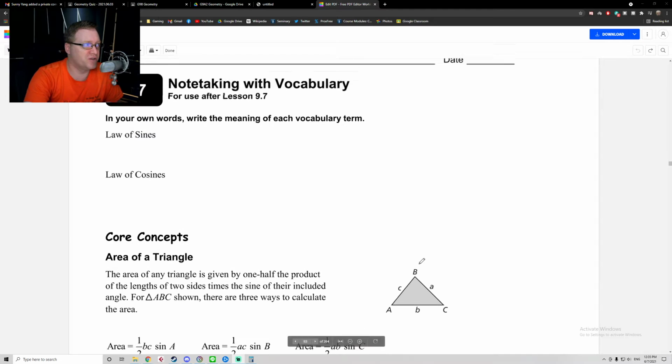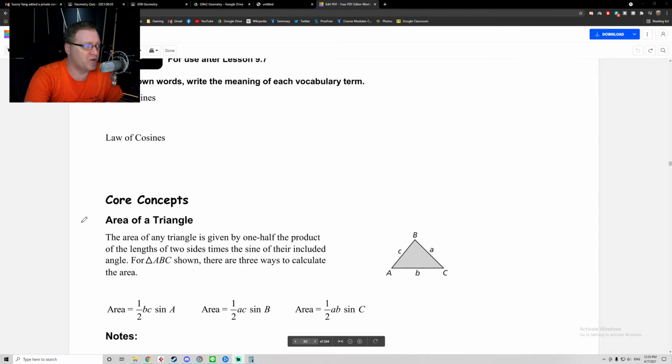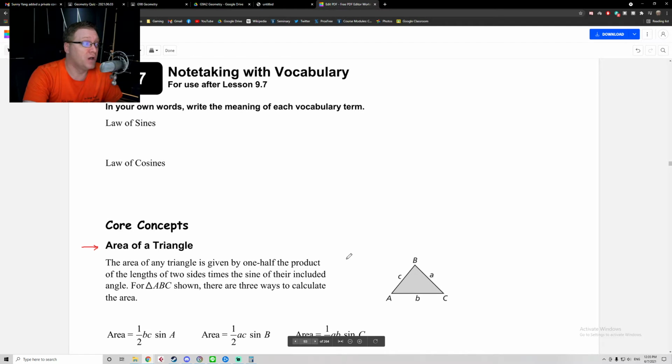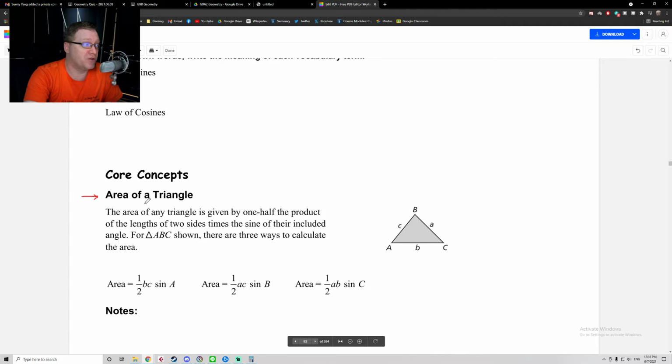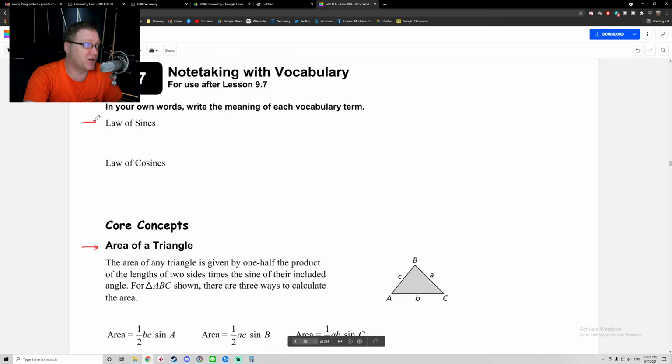In your notebook, we are going to learn how to find the area of any triangle. It doesn't have to be a right triangle or an acute triangle or obtuse triangle. Any triangle, all right? We're going to learn that, and then we're also going to learn something called the law of sines and also the law of cosines.